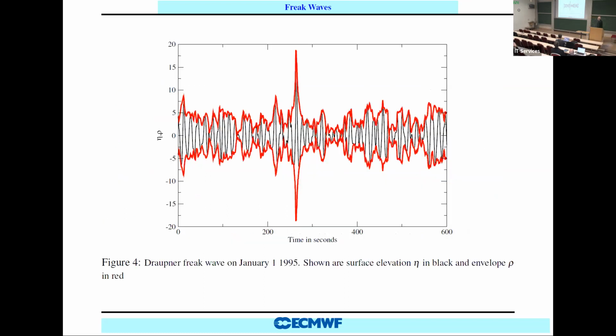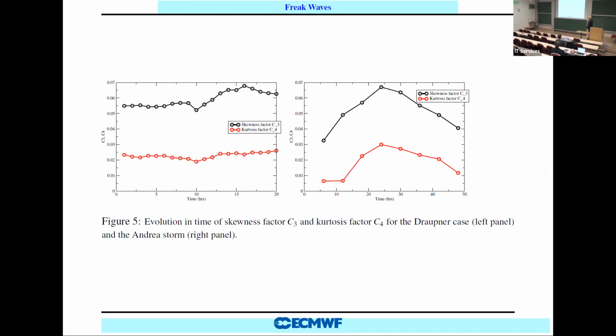And then the corresponding time series for the Draupner case is given over here. So this is surface elevation in black, and the envelope is in red, and this is time in seconds. And at a certain occasion, we got a really quite big freak wave event. And the task is, how likely is this freak wave event according to our knowledge? That's an interesting question to ask, and I will do that in a second.